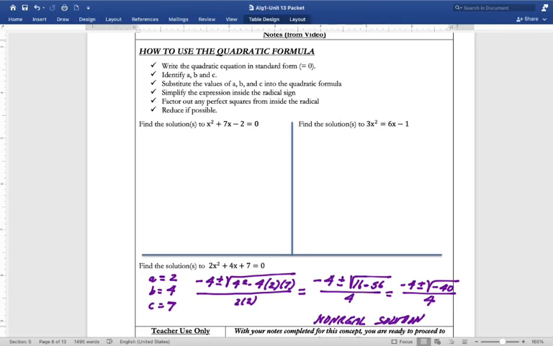All right. That's the quadratic formula. Negative b plus or minus the square root of b squared minus 4ac all over 2a.